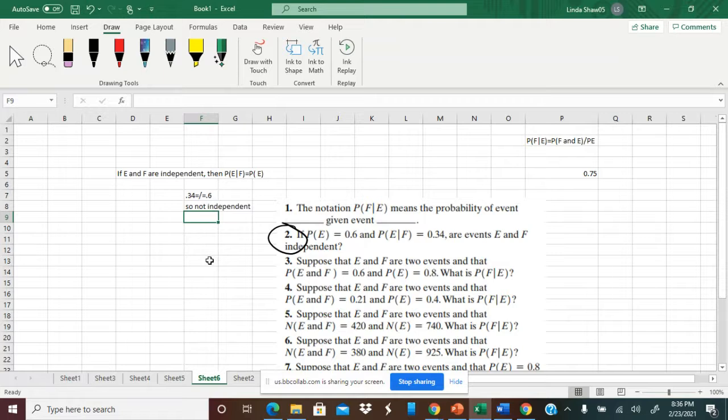This is another question. What is the difference, if you could explain it, when they're saying the probability of E and F, how is that different than saying what is the probability of F given E? In the probability of F given E, they're both happening.